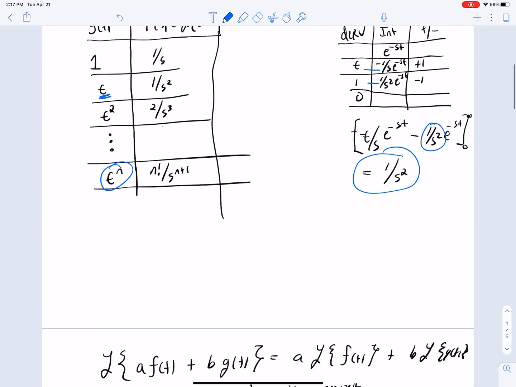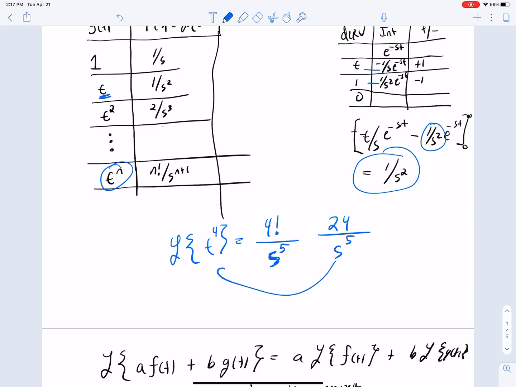Great. So now I don't have to do this calculation every time anymore. I now know that if I'm given, say, the Laplace transform of t to the 4th, well, that will be 4 factorial over s to the 5th. That's an s there. So that's 24, 4 times 3 times 2 times 1, 24 over s to the 5th.